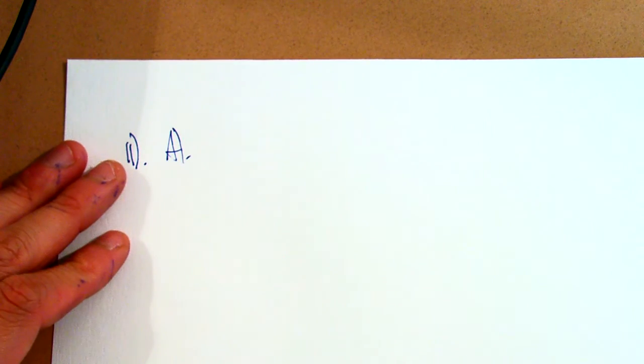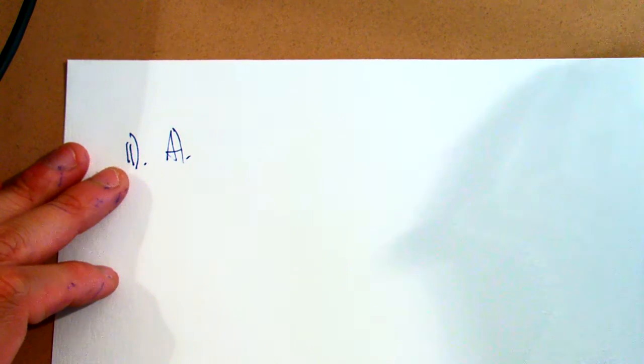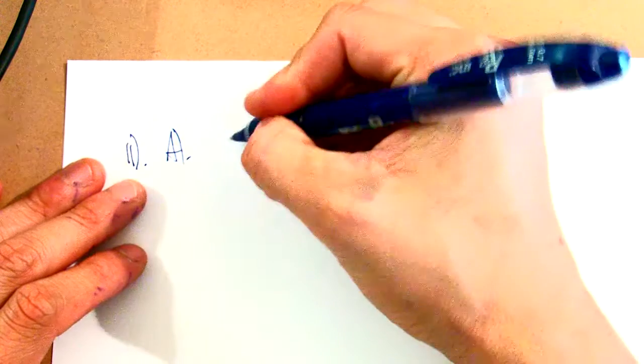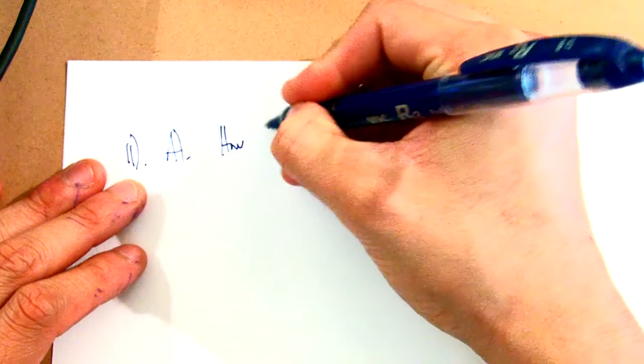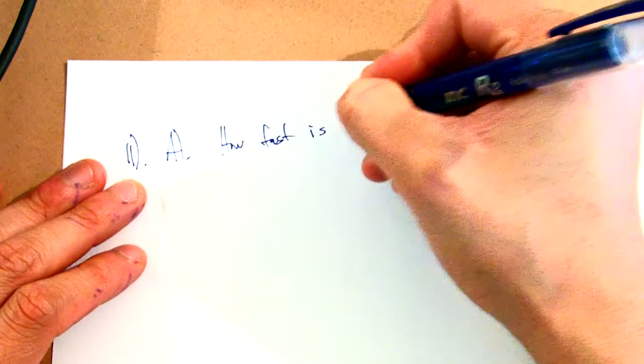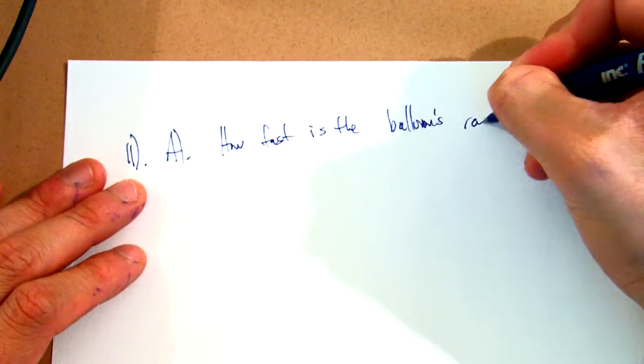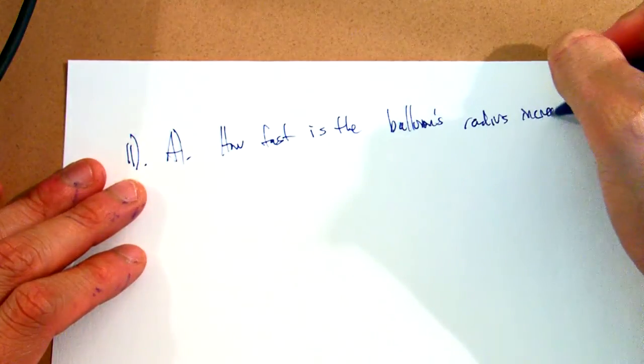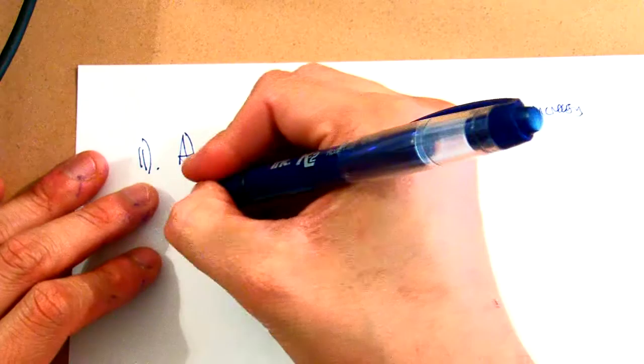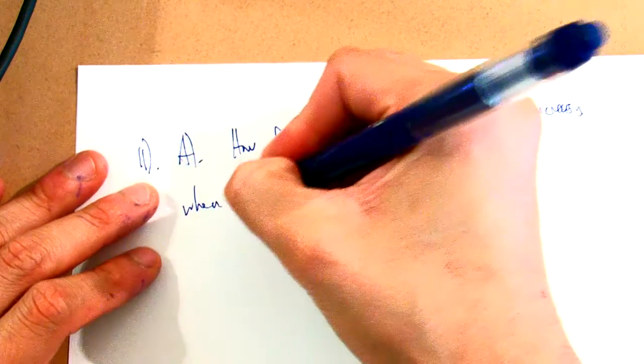So the first thing we do is with number 11. For part A it says, how fast is the balloon's radius increasing, at the instant the radius is 5 feet. So when r is 5, right?